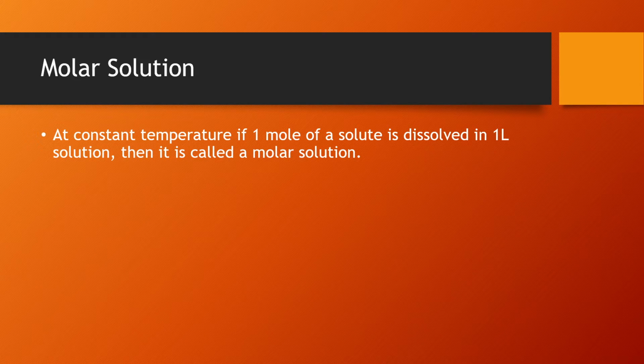So it involves 1 mole of a substance in 1 liter solution. You have to keep in mind that if 1 mole of a solute is dissolved in 1 liter solution at a fixed temperature, it can be 25 degrees Celsius, it can be 30 degrees Celsius, whatever, the temperature should be constant, then the solution will be called molar solution. So 1 mole of a solute dissolved in 1 liter solution is called molar solution.